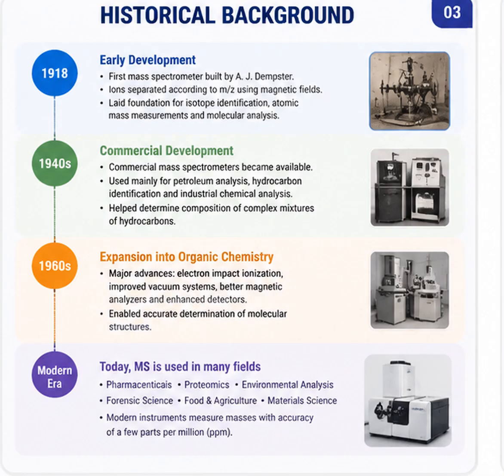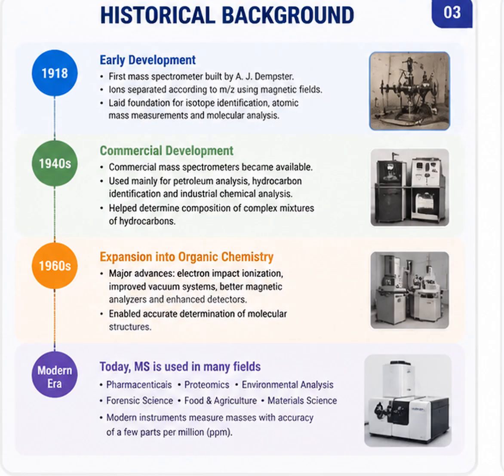In the 1960s, mass spectrometry expanded significantly into organic chemistry. Major technological improvements included the development of electron impact ionization, better vacuum systems, advanced magnetic analyzers, and more sensitive detectors. These advances enabled accurate determination of molecular structures and greatly increased the technique's analytical capabilities.